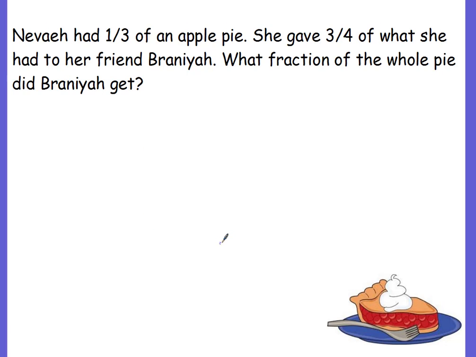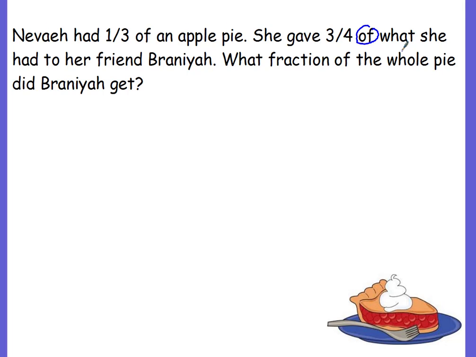Neva had 1/3 of an apple pie. She gave 3/4 of what she had to her friend Brianna. What fraction of the whole pie did Brianna get? Okay, so this is confusing sometimes. Students really don't know, are we adding, are we multiplying, are we dividing? So we have to think about it. She's going to give 3/4 of what she had.